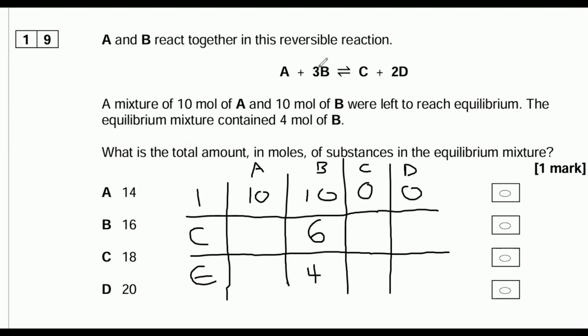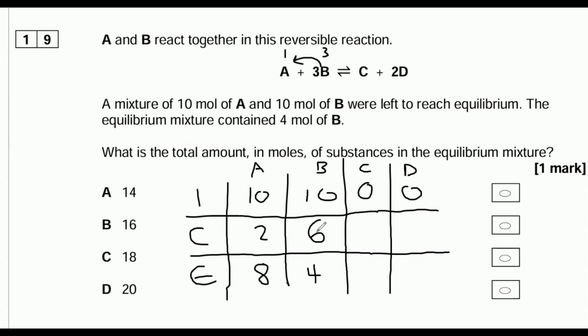Therefore, we now look at the ratio. What is the ratio of B to A? We're going to deal with A first. The ratio of B to A is 3 to 1, so the change is 3 to 1. So 6 divided by 3 is 2. So A changed by 2 moles. How many were left over? 8 moles. Brilliant.